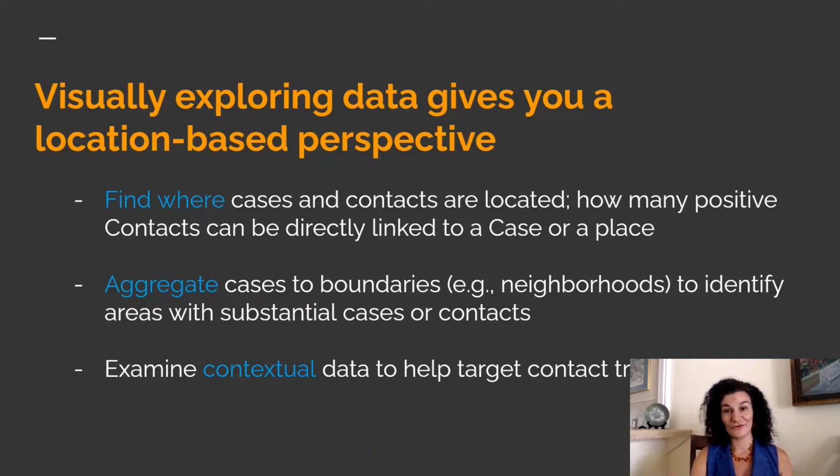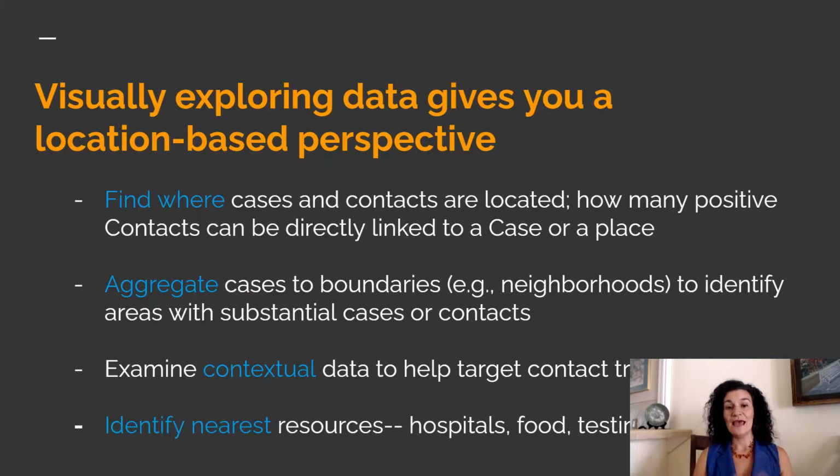But GIS allows you to incorporate this contextual data, and it also helps to identify some of the nearest resources in some cases. Maybe we want to be able to direct people to the nearest testing center to their house or the nearest hospitals, or maybe they're having food insecurity issues. And so we can identify some of these really important resources, senior centers, for example, and do those types of what are called spatial analyses to identify these resources.